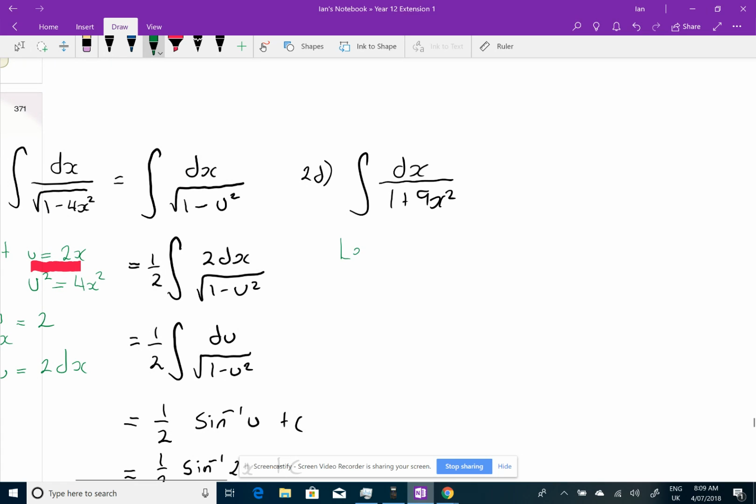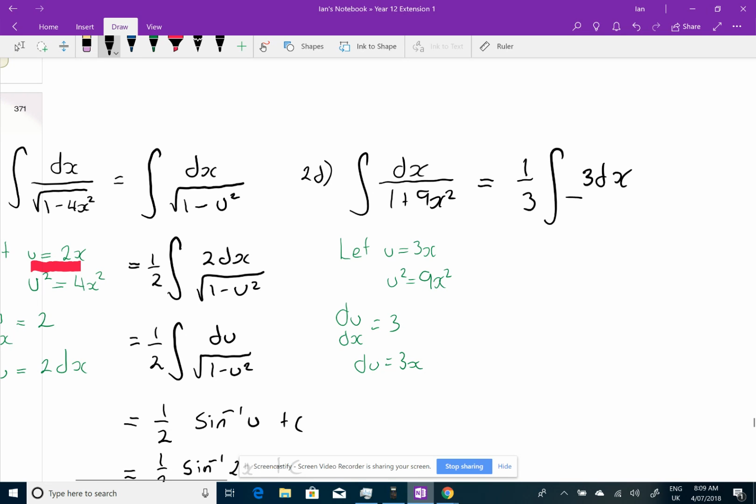So I let u equal 3x, so therefore u squared equals 9x squared, so just square root of that 9x squared. du dx equals 3, so du equals 3 dx. And now it's easy because I just put the 3 in, I take the 3 out, so I've done that. I put 3 in, I took 3 out, and now I've got 1 plus u squared.